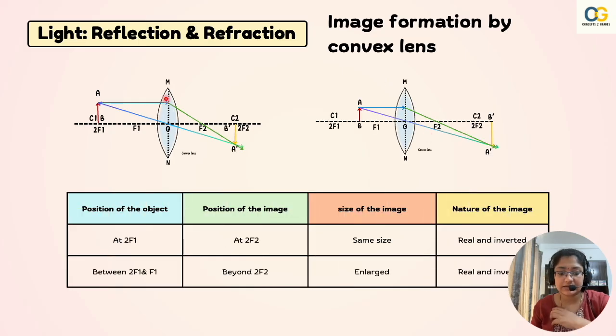Similarly, if I put the object at 2f1 point, the image will be at 2f2 point. It will be the same size, and will be real and inverted. Similarly, if the object is placed between 2f1 and f1 point, the image will come beyond C. It will be enlarged, real and inverted.